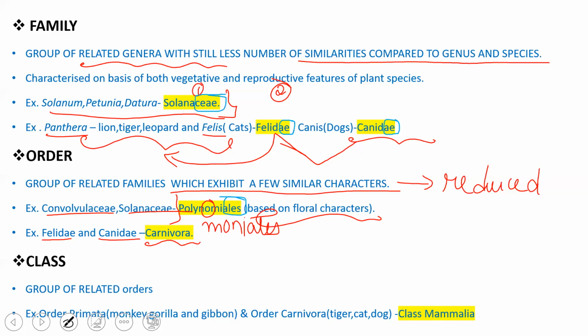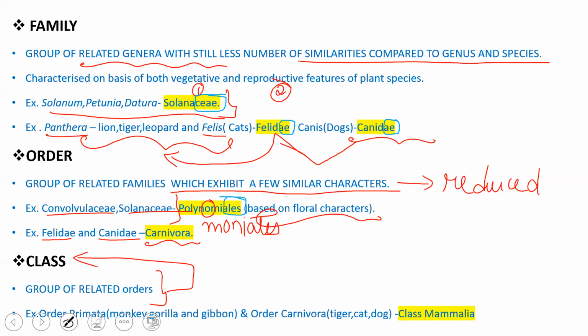So a group of related genera constitutes the families. A group of related families constitutes the order. Then how do we define class? A group of related orders is put together and called the class. So a group of related orders forms a category, and that category is called the class.